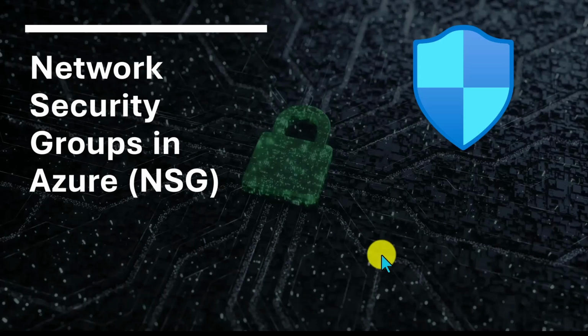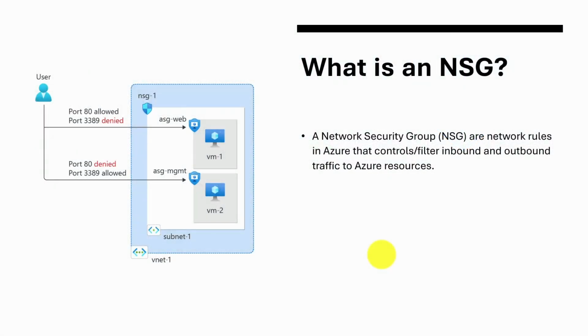In today's video, we are going to learn about network security groups in Azure. In short, they're called NSGs. So let's find out what is an NSG. A network security group is a set of network rules in Azure that controls or filters inbound and outbound traffic to Azure resources.